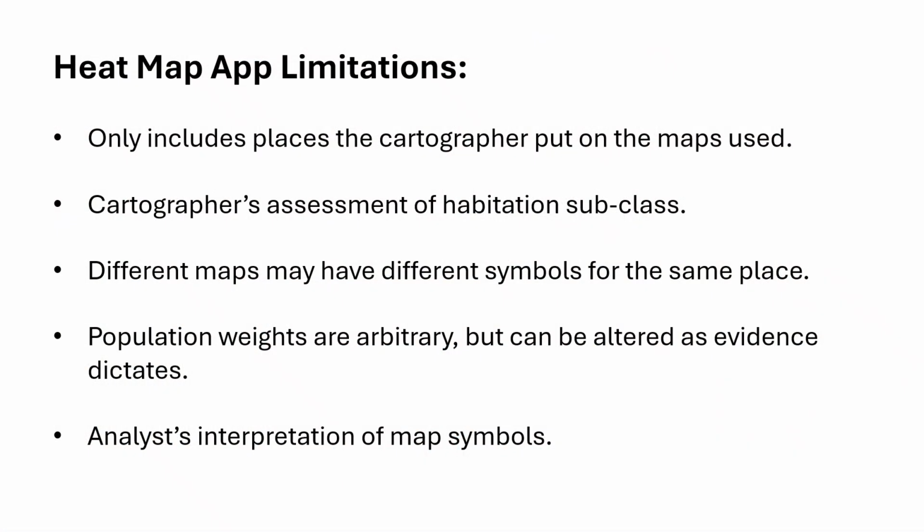In conclusion, we should note some important limitations of the heat maps produced here. First, the heat maps utilize only the places that cartographers put on the maps used. Second, we rely on the cartographer's assessment of habitation subclass. And when using multiple maps as we have done here, different maps may have different symbols for the same place. As noted, population weights are arbitrary, but can be altered as evidence dictates. Finally, the weights rely on the analyst's interpretation of map symbols.